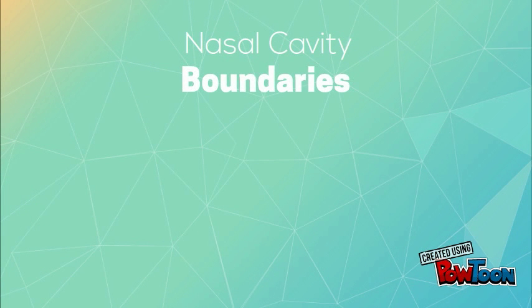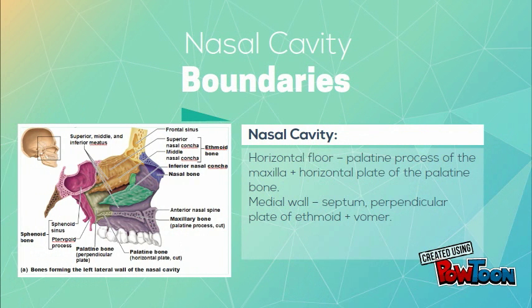Let's have a look at the nasal cavity boundaries. The horizontal floor is formed by the palatine process of the maxilla and the horizontal plate of the palatine bone. The medial wall is formed by the septum, the perpendicular plate of the ethmoid bone and the vomer.